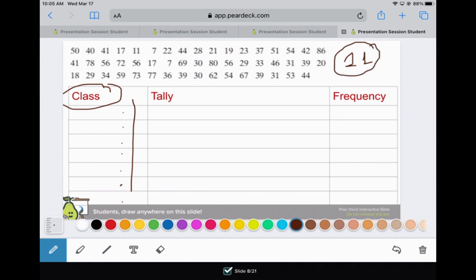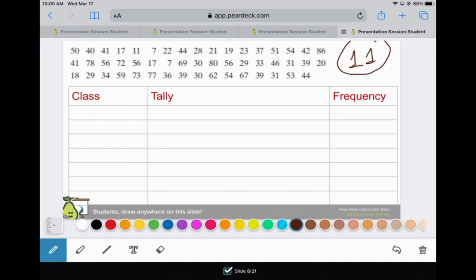So we're going to move on to the next slide. If we look at this one, we're going to construct the first column, which is the class. I believe we kind of started on this one, but we're going to start. So step number 1, we find the class width by taking the highest minus the lowest, divided by the number of classes that we want. To construct the intervals, we're going to need 7 classes.